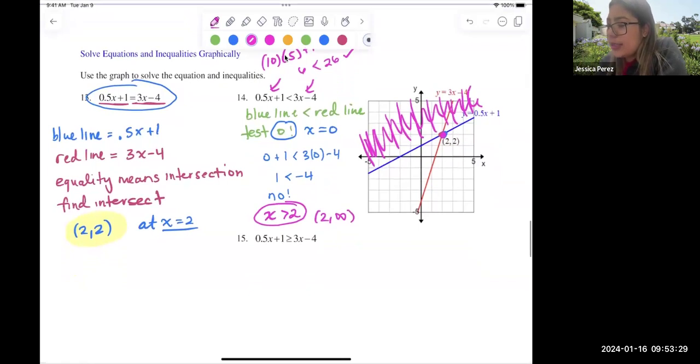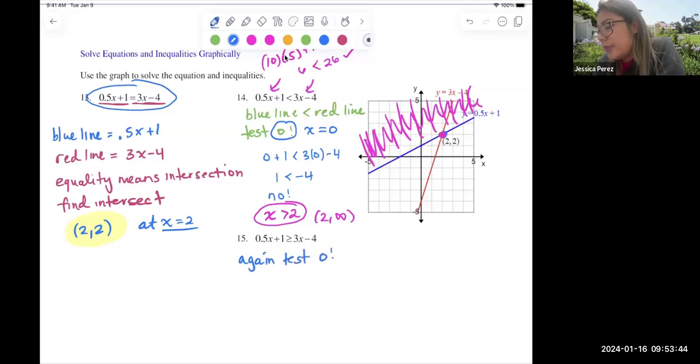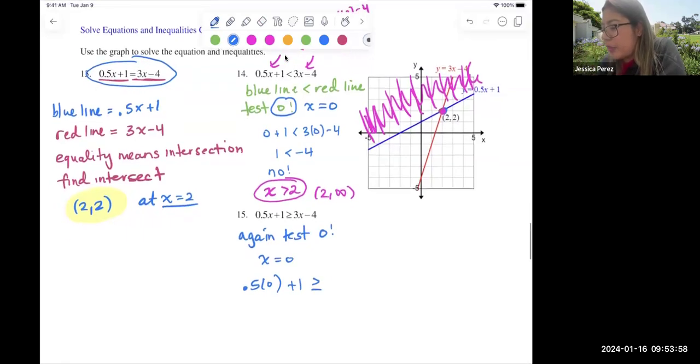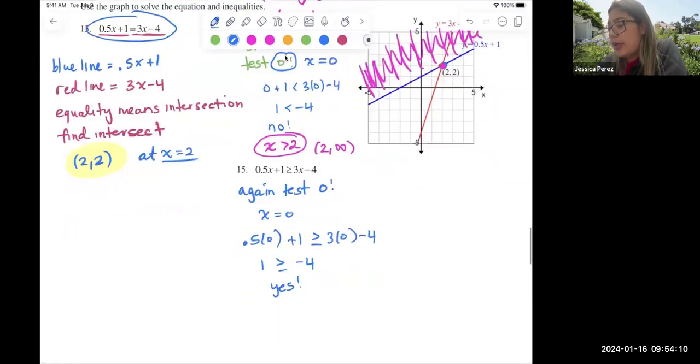Now, what about when is it greater than or equal to? Well, let's suppose that we plug in a 0. So again, test 0. So then x is equal to 0, plug it in. So I get 0.5 times 0 plus 1. Is that greater than or equal to 3 times 0 minus 4? Well, then here you'll say, well, 1, is that greater than or equal to negative 4? Yes. It's greater than, definitely.